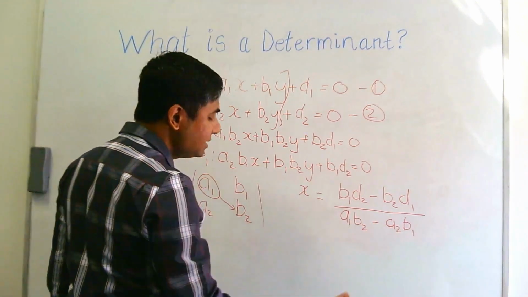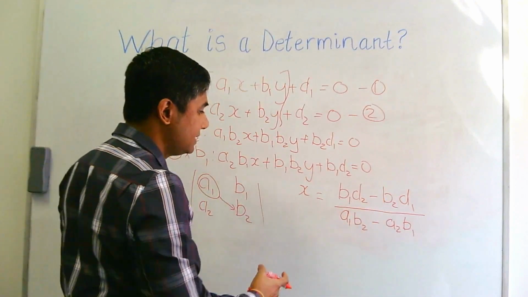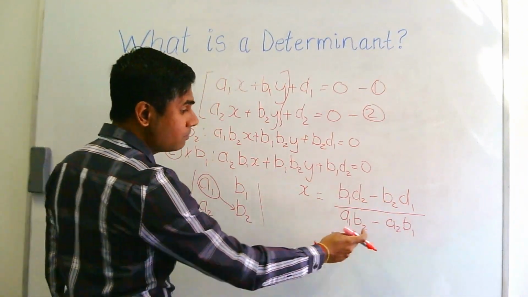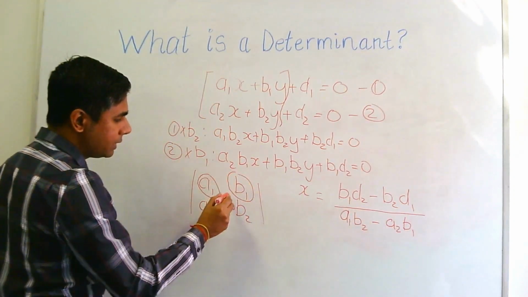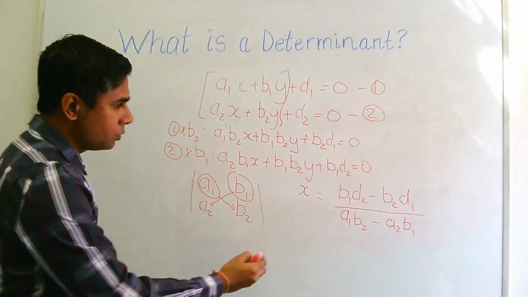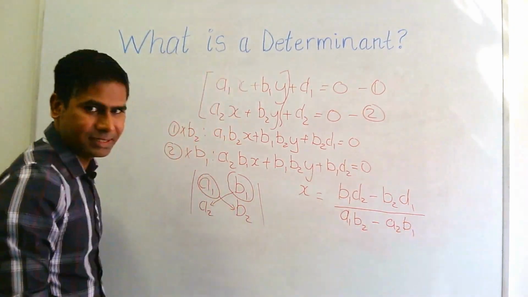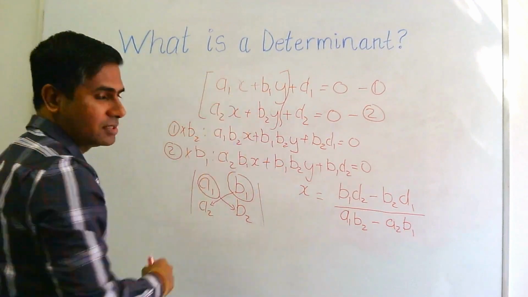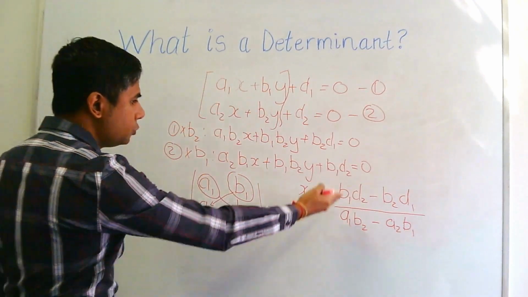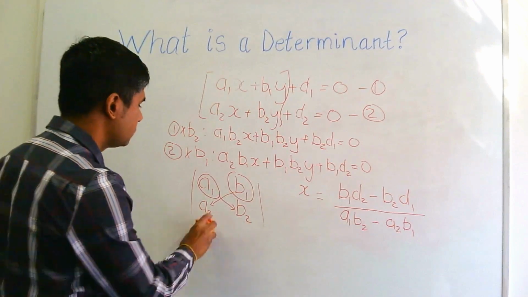And then we have the minus, because that's the second term of the determinant. The minus is always there. And then a2, b1. So there's b1, and we're now multiplying it by a2. So what we have gotten here is the determinant, by isolating the first two terms of this system of equations. And then the numerator is also a determinant.